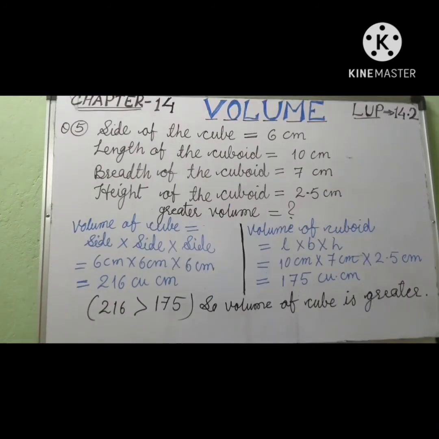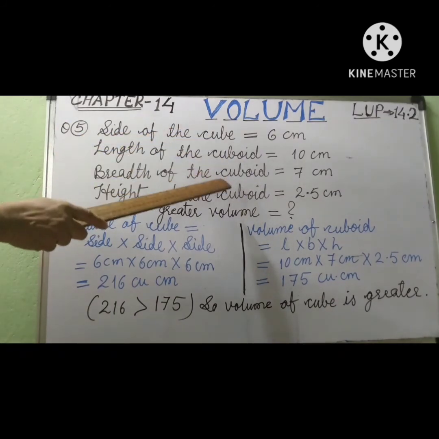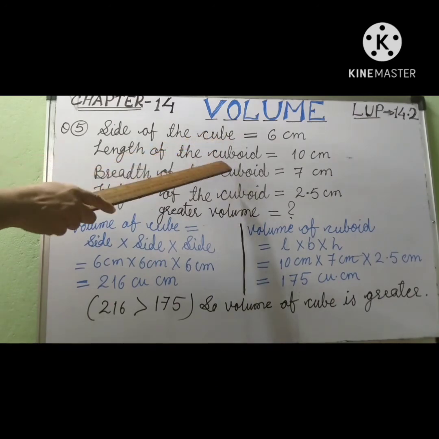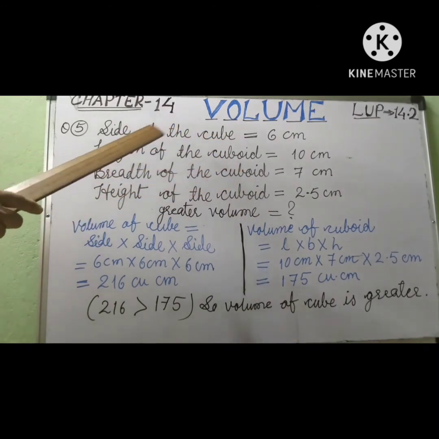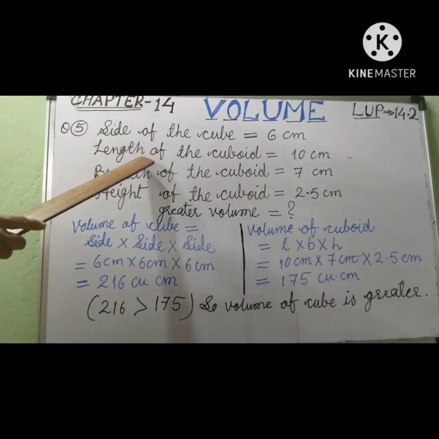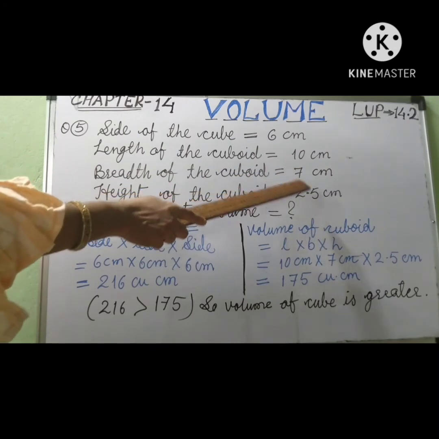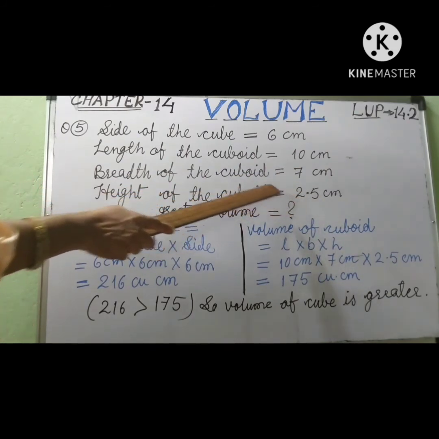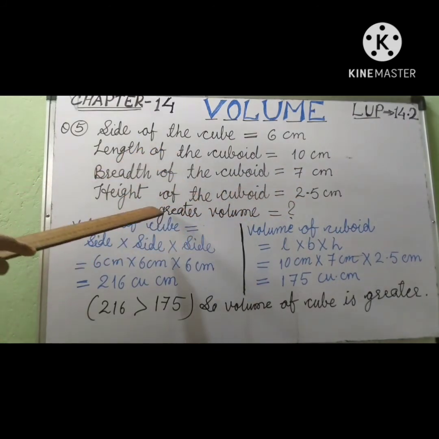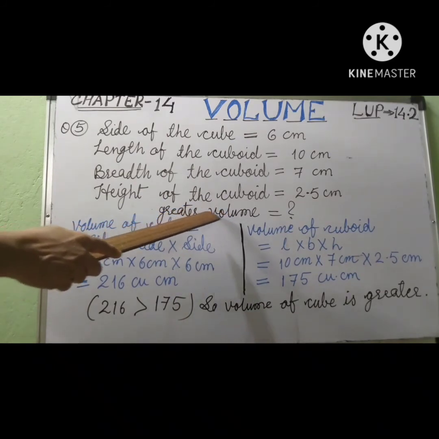In the next word problem, we have two 3D shapes, a cube and a cuboid. Here we have to compare the volume of both the shapes. The side of the cube is given as 6 centimeter, and the length, breadth and height of the cuboid are given as 10 centimeter, 7 centimeter and 2.5 centimeter respectively. Here we have to find the greater volume. Which shape has greater volume?